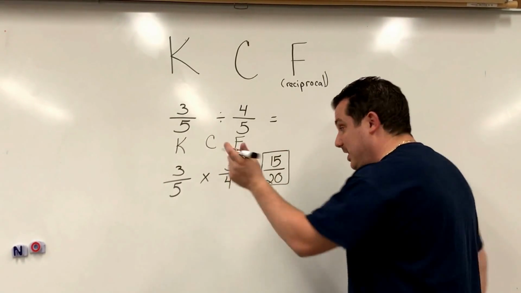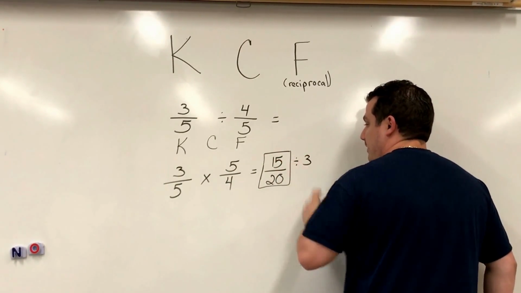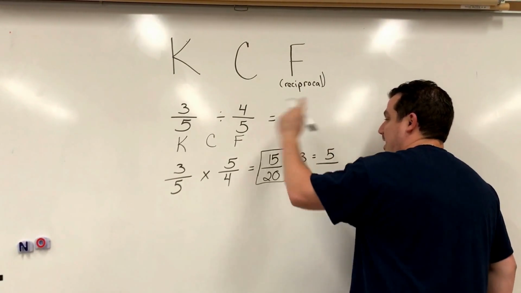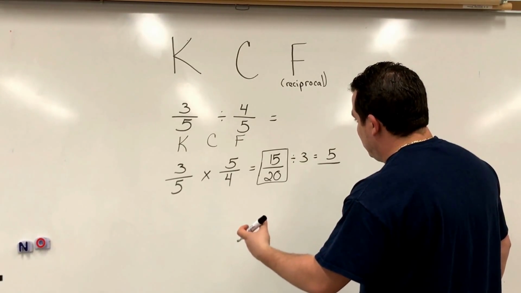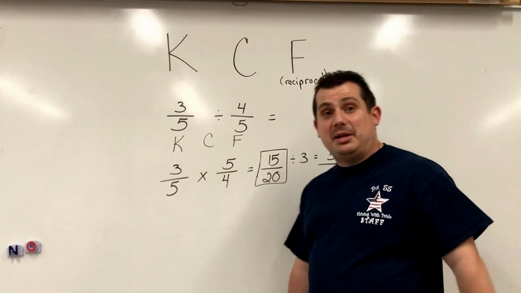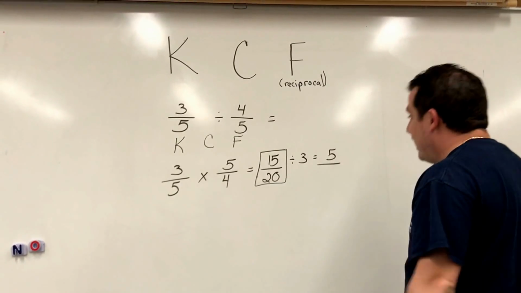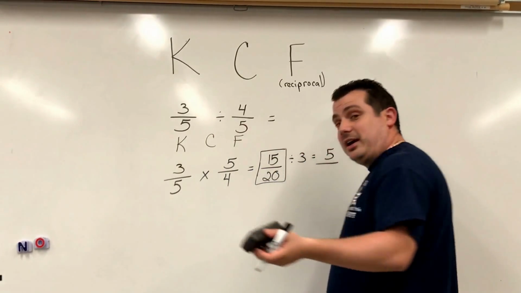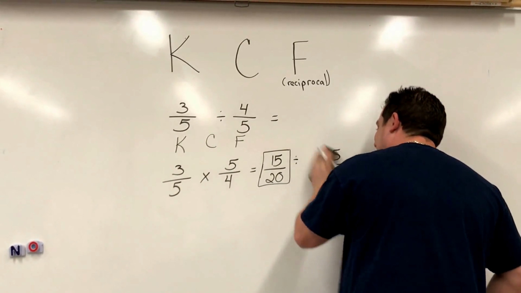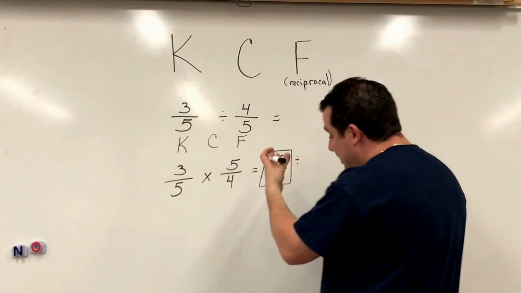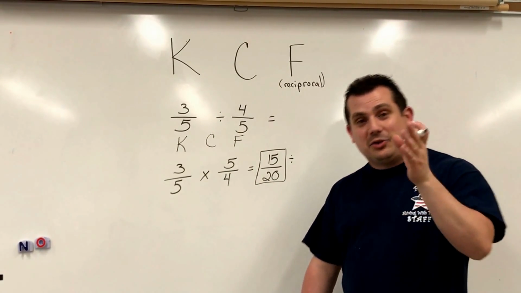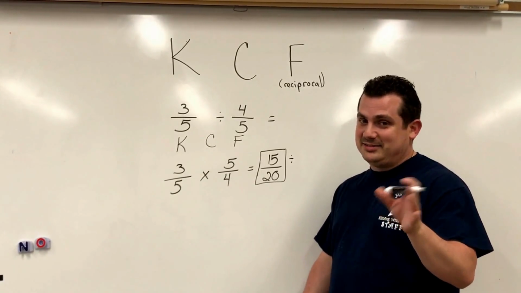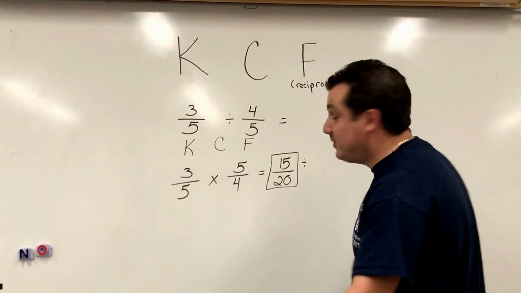5 can go into 15 3 times. 15 divided by 3 is 5. How many times? And actually, I made a mistake there. I think I did. Math Guy is human here. 3 is a factor of 15, but is it also a factor of 20? So if you think I made that mistake on accident, think again. Math Guy doesn't make any mistakes.